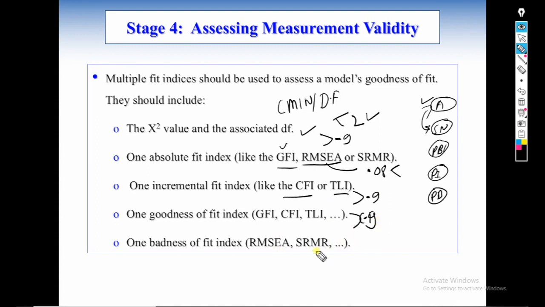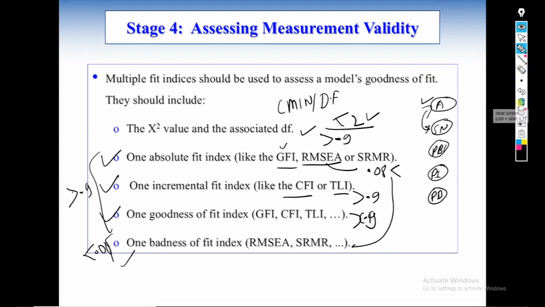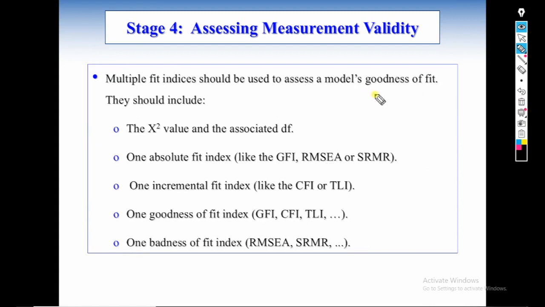Okay, and the RMSEA is a badness of fit index. It means there are three: the absolute fit index, the incremental fit index, and these values should be greater than 0.9, and this one less than 0.08 is the badness of fit index, and its value should be less than 2 theoretically. So we will find the values of these five items.